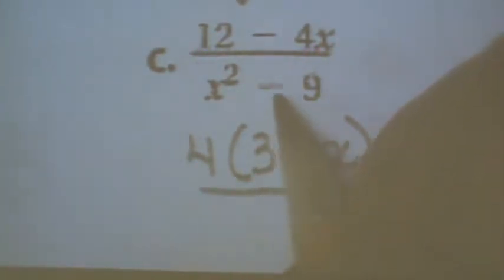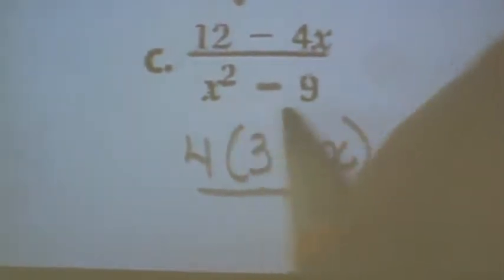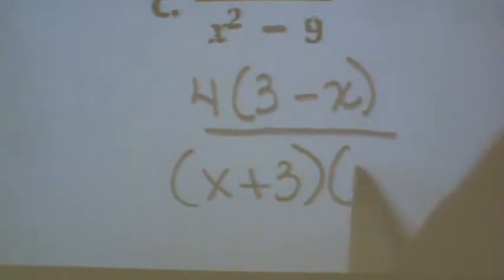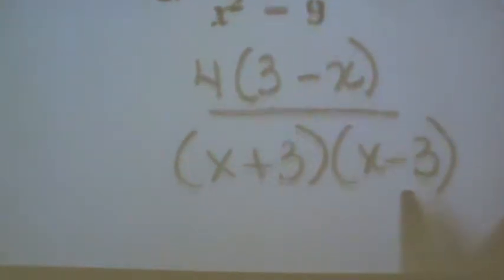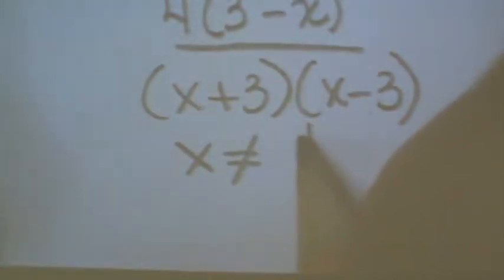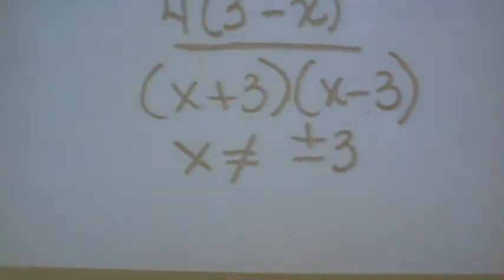Now, this is called the difference of two perfect squares. Do you remember how to factor the difference? x plus 3 and x minus 3. Okay, before we throw anything out, what are my restrictions? x cannot be what? 3 and negative 3. You could do it like this if you want. It's a shortcut.